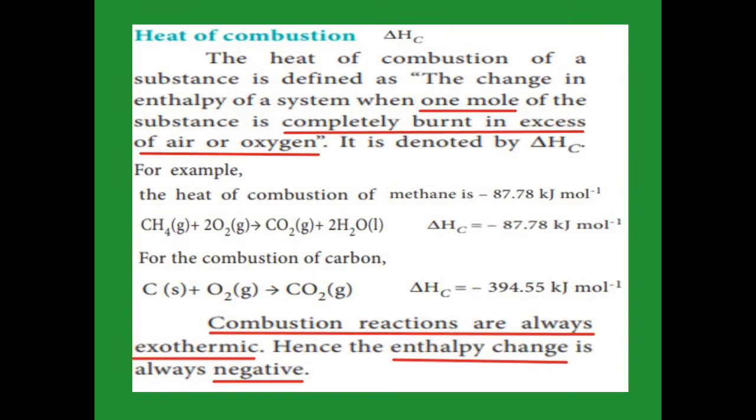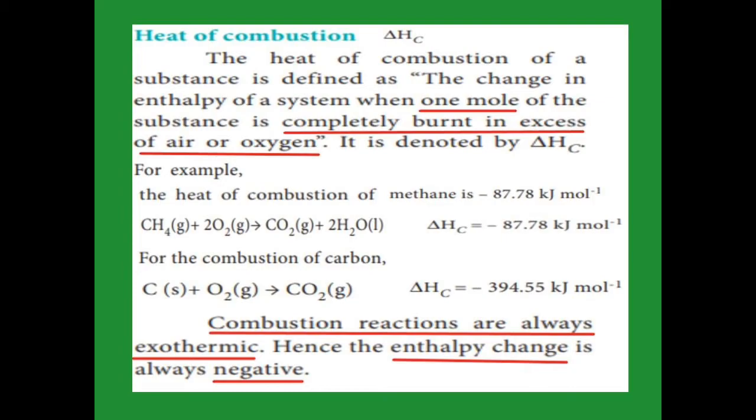Heat of combustion. What does combustion mean? Any substance burned in the presence of oxygen, that reaction is called a combustion reaction. In this, 1 mole of substance is completely burned in air or oxygen. The change in enthalpy of the system is called the heat of combustion. In the first example, methane is burned in the presence of oxygen and gives carbon dioxide and water. Here the heat of combustion is minus 87.78 kilojoules per mole.